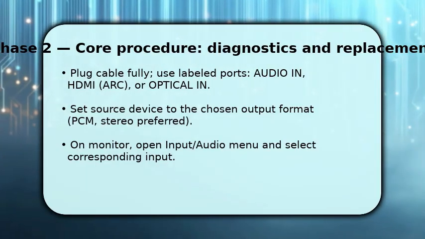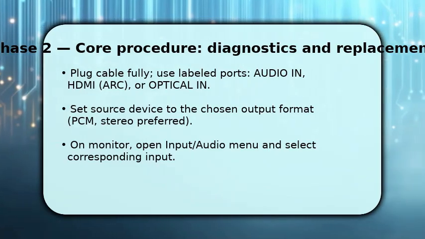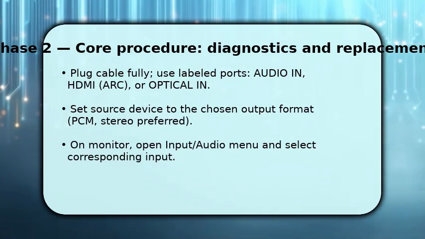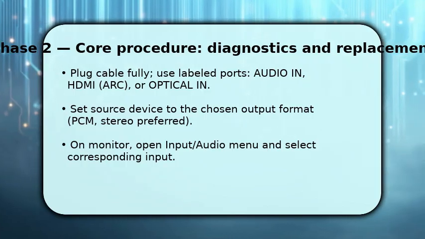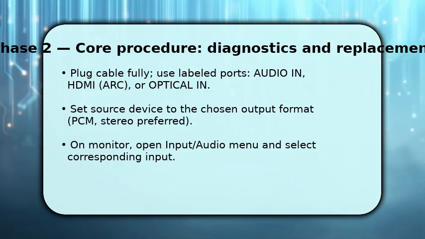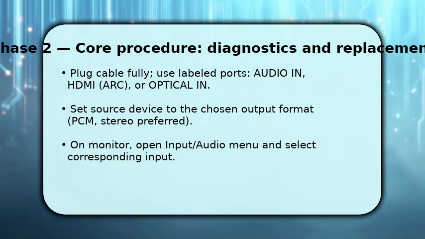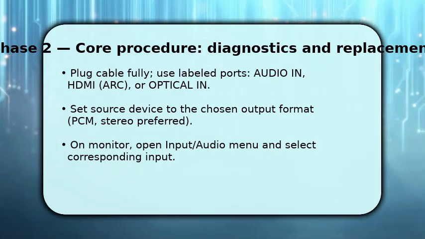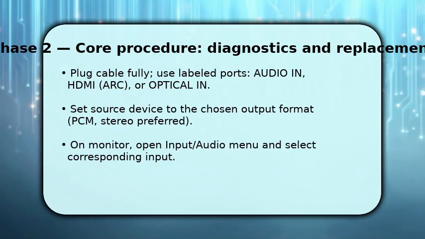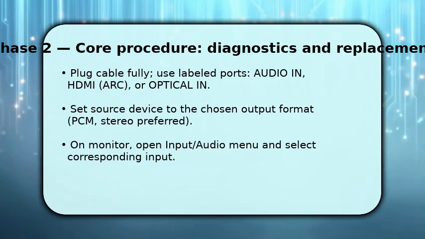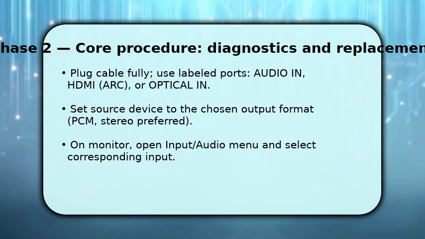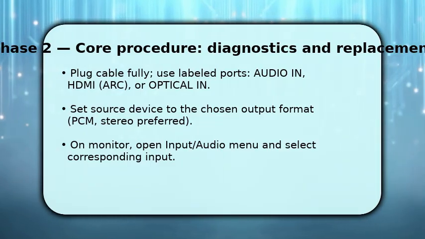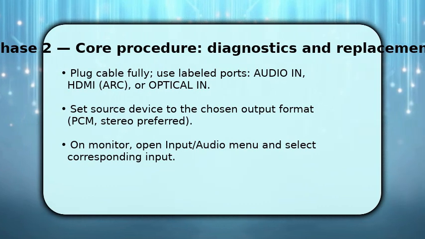Choose PCM or stereo for compatibility, since surround formats can be rejected. Then, on the KTC monitor, navigate into the input or audio menu and explicitly select that port. Many monitors won't auto-switch. If using HDMI ARC, enable ARC on both the monitor and source. If optical, confirm the source is set to optical output. These manual selections tell the monitor how to decode incoming signals, which is why they matter.